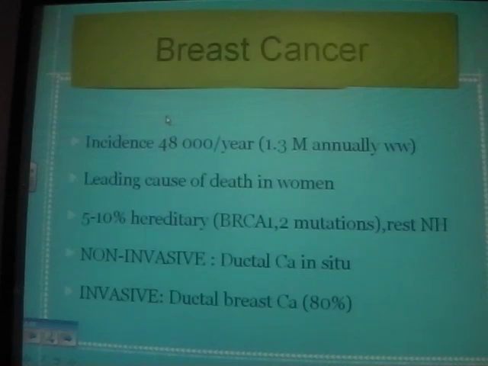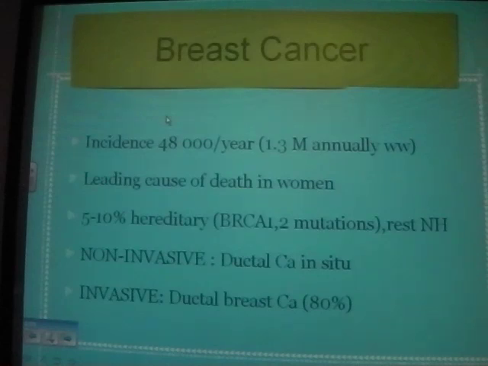So I just chose breast cancer because this is the leading cause of cancer death in women. Just to give you an idea, the annual incidence in the UK is something like 40 to 50,000 per year, and a little more than 1 million annually worldwide, so it's quite a widespread disease. When we talk about breast cancer, one thing we should say is that 5 to 10% are hereditary tumors, and the remaining 90% are non-hereditary.